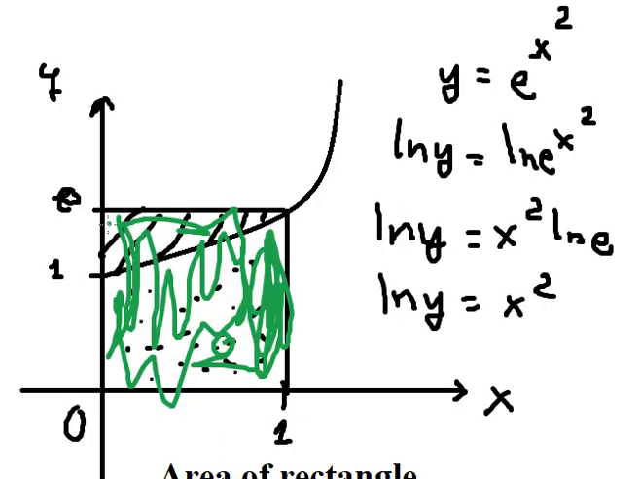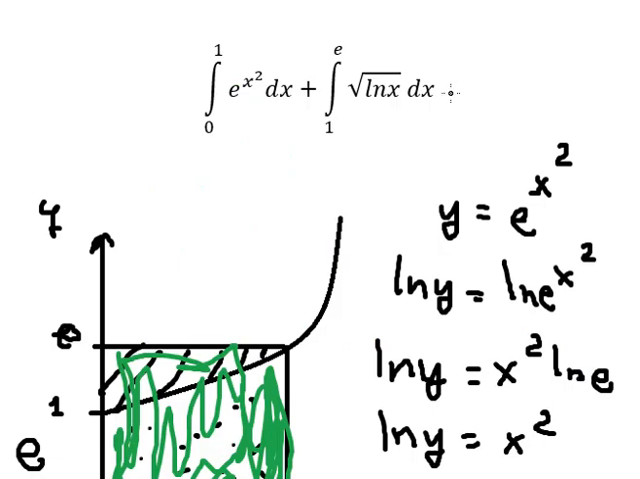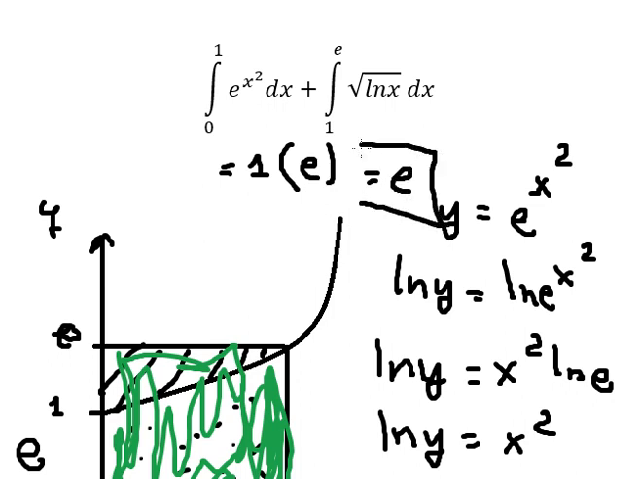We just calculate the area of the rectangle. So from 0 to number 1, that is 1. From 0 to e, that is e. So that should be 1 multiplied by e, and we got e. And this is the final answer.